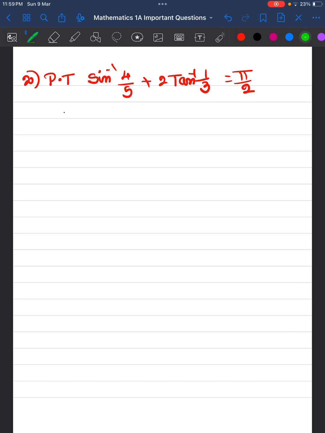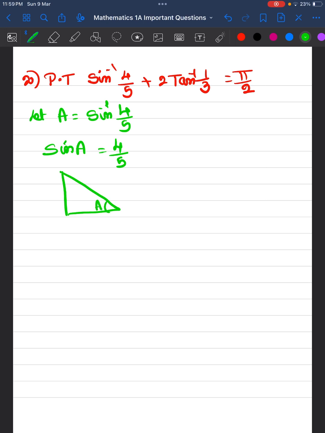If I want to convert this sin inverse term in terms of tan inverse, what happens? Let A be equal to sin inverse 4 by 5. So sin A value will be 4 by 5. If I consider a right angle triangle with angle A, sin A is opposite side by hypotenuse. So I can write opposite is 4 and hypotenuse is 5. So adjacent will be the square root of hypotenuse square minus side square, 25 minus 16 is 9, square root of 9 is 3.